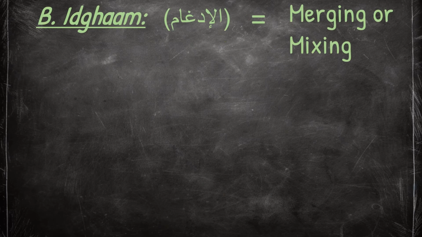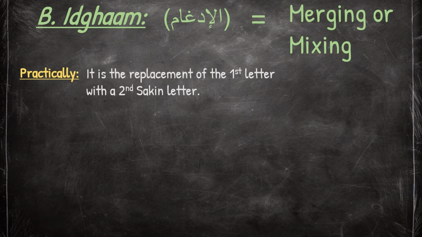How do we do this? Practically, idgham means to replace the first letter with the second letter, or replace the first part with the second part. And we already know from the introduction video what is meant by the first part and the second part. The first part is the Noon Sakinah or Tanween, and the second part is that specific letter following this Noon Sakinah or Tanween.